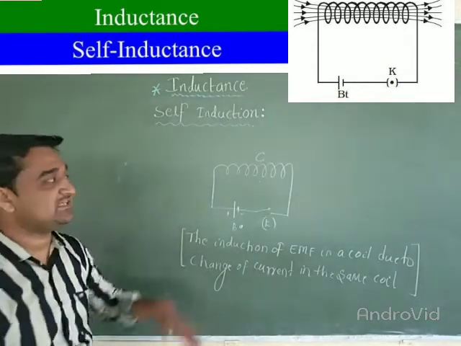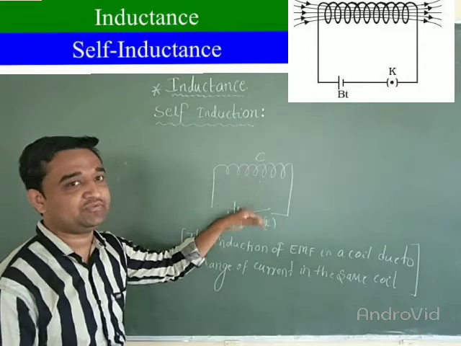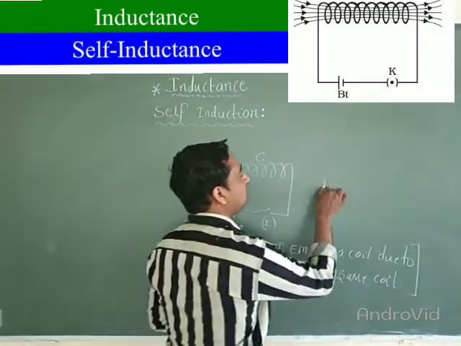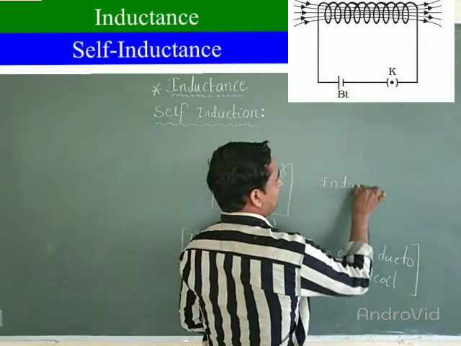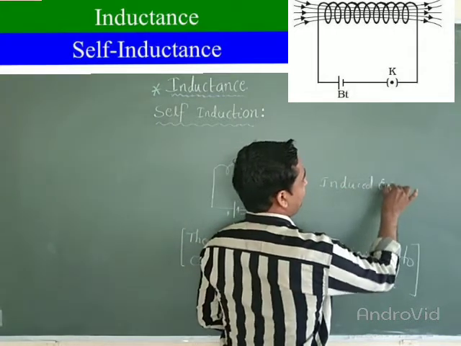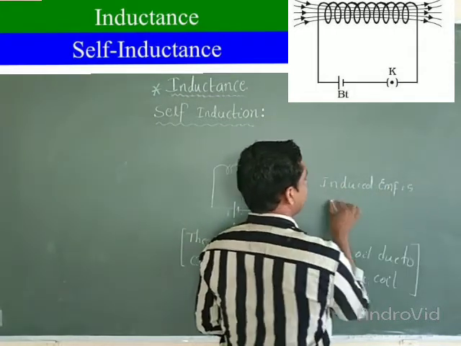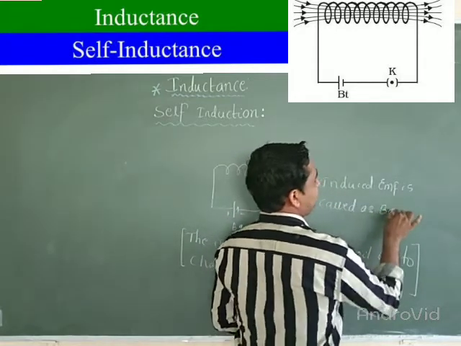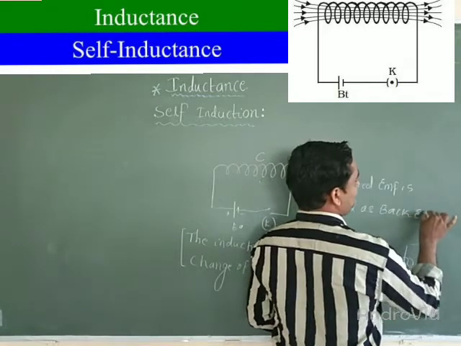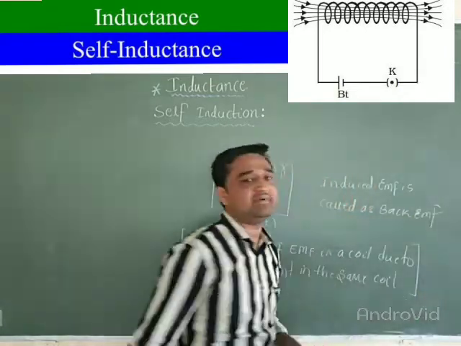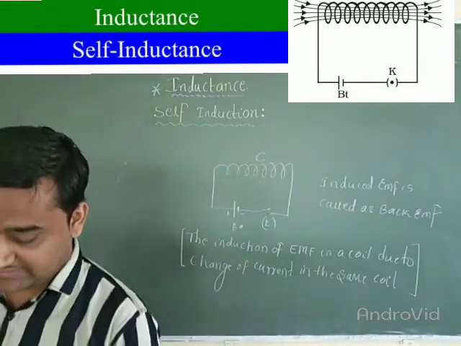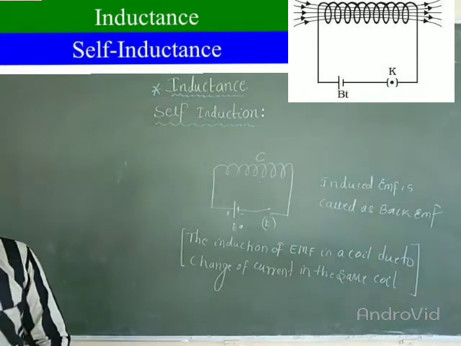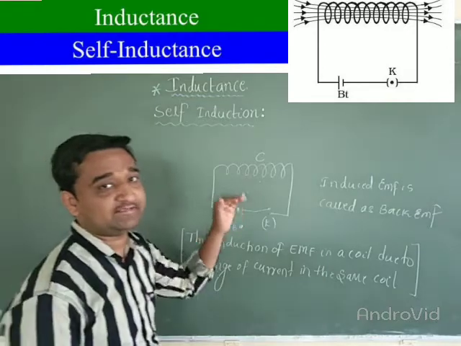That means what? The change of current. Here the induced EMF opposes the change of current. Therefore the induced EMF is called the back EMF. The induced EMF is called what here? The back EMF. So why is it called the back EMF? The induced EMF is called the back EMF because of what? It always opposes the growth and decay of current in the coil.